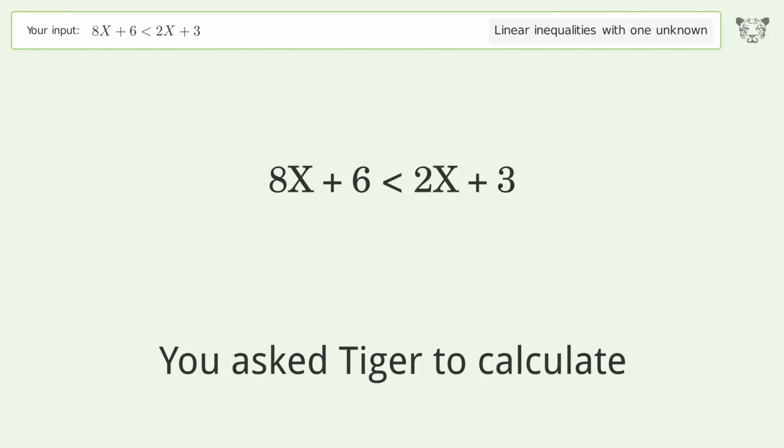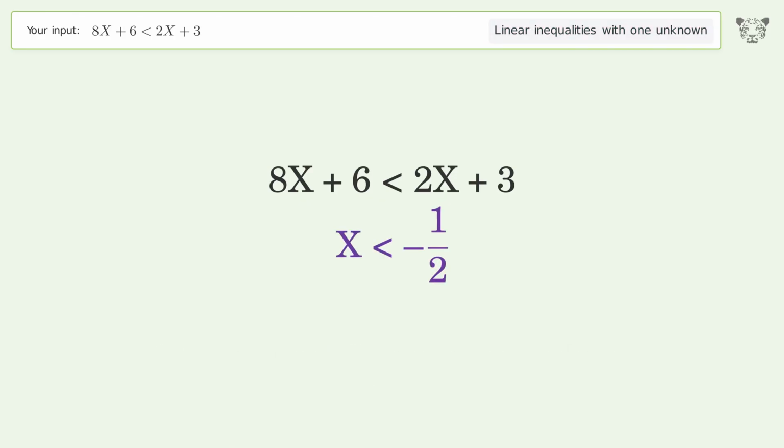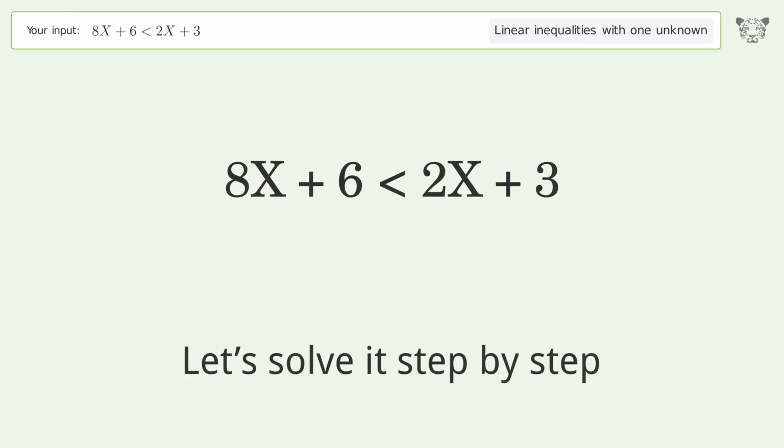You ask Tiger to calculate. This deals with linear inequalities with one unknown. The final result is x smaller than -1/2. Let's solve it step by step.